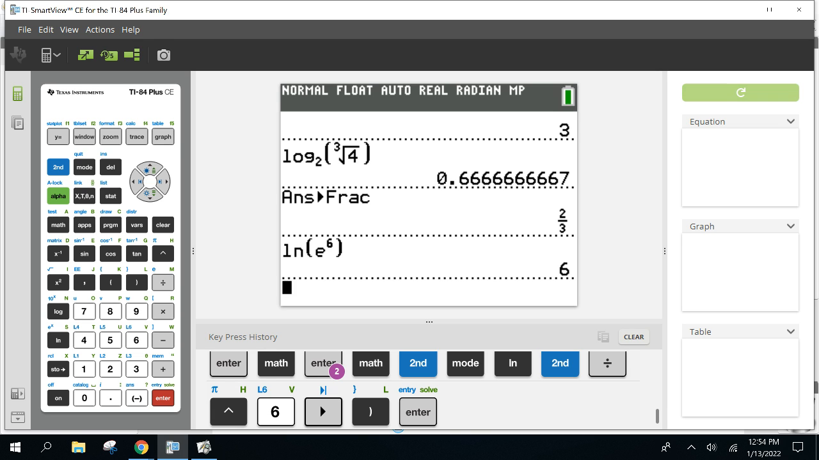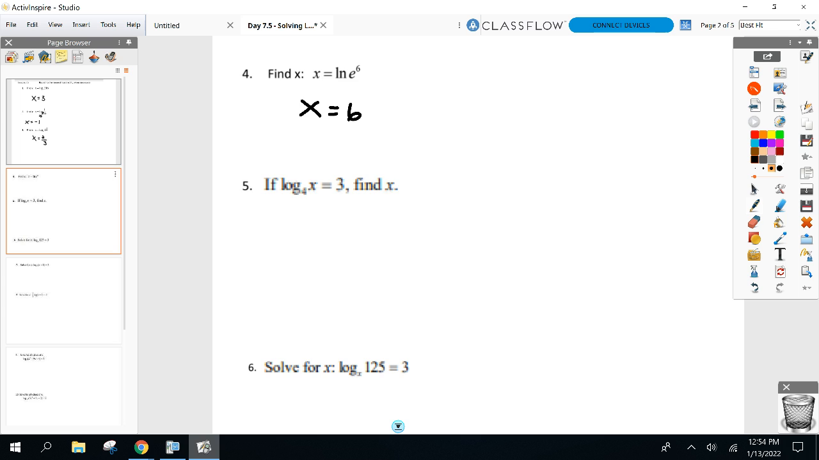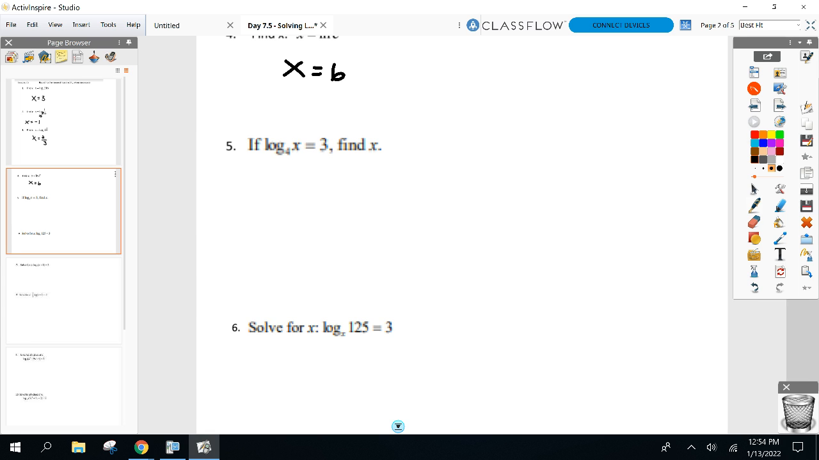Corrections? Any corrections? Questions? Anybody? All right, here you go now. Let's actually do how to solve a log equation. So I got log base 4. What's the value of x if it equals 3? I don't know how to solve a log equation.